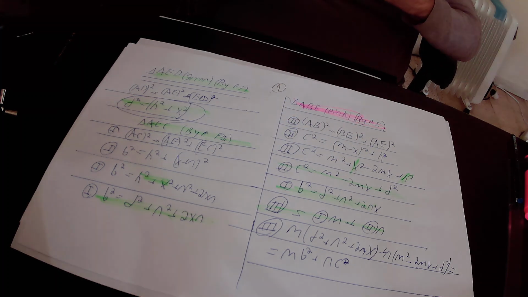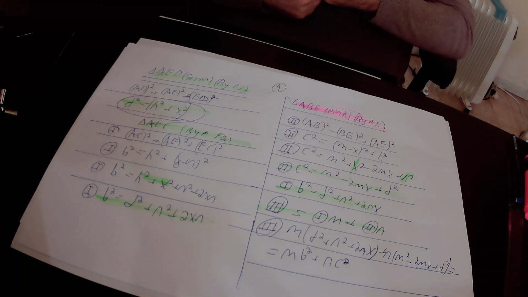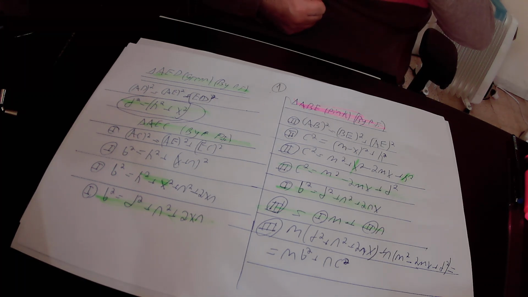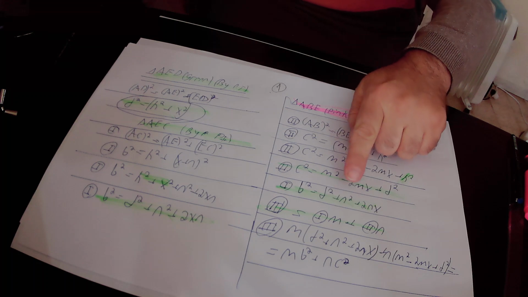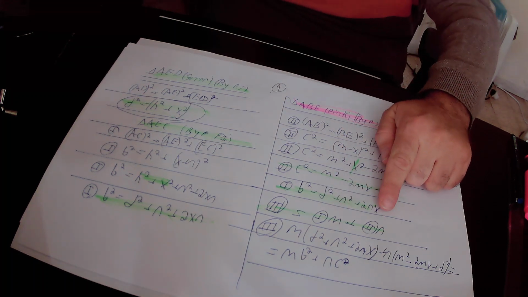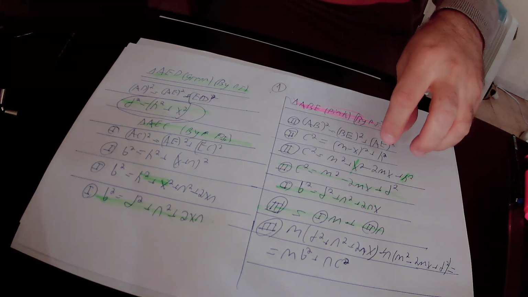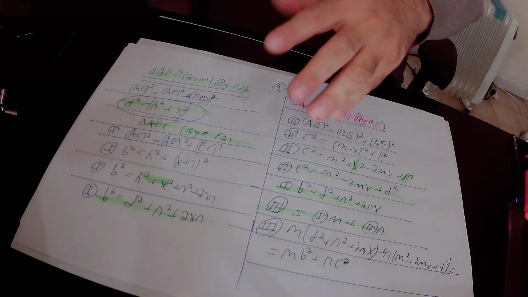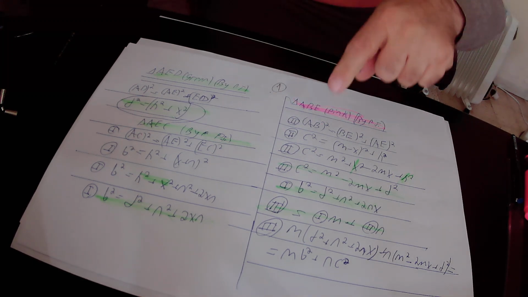In the next step, we created equation number 3. Equation number 3 was created by multiplying equation number 1 by N, then we multiplied equation number 2 by M, and then we added the two equations with each other. This created equation number 3.